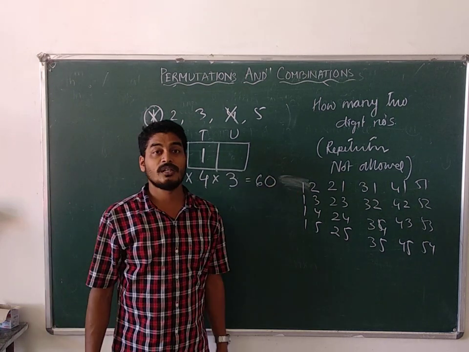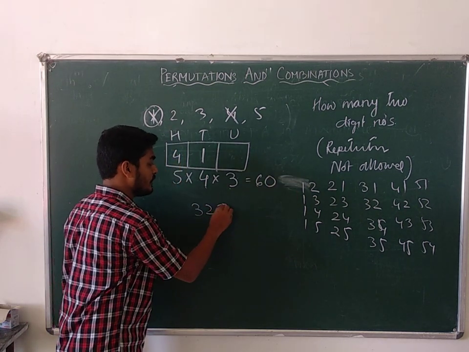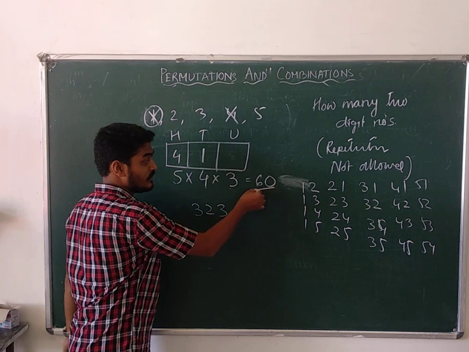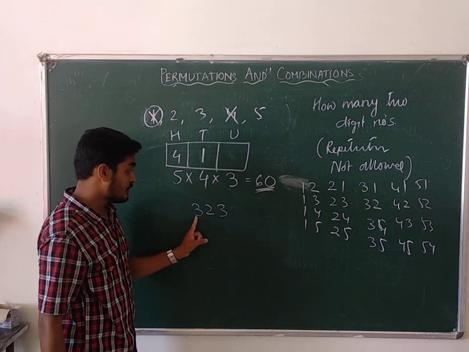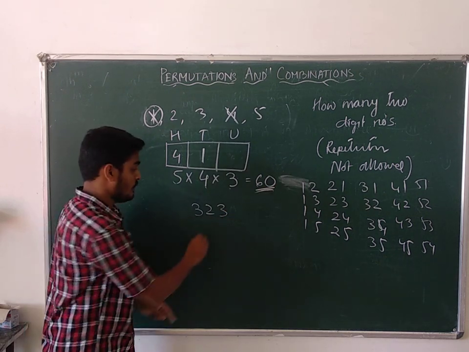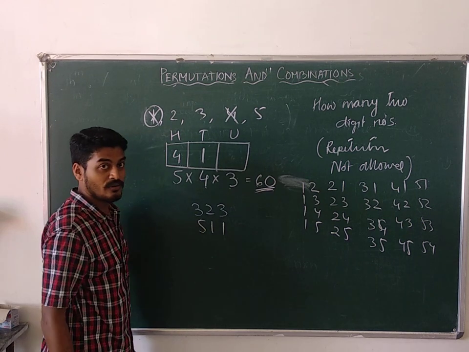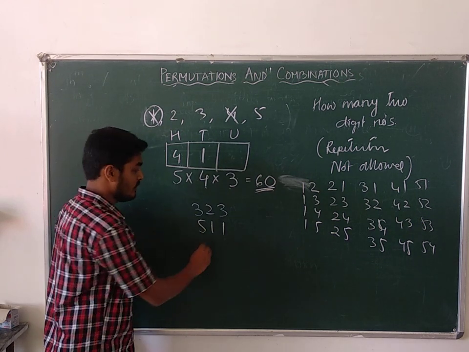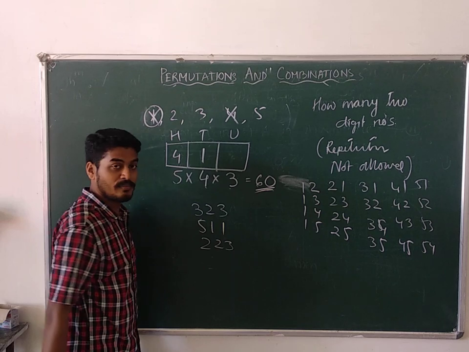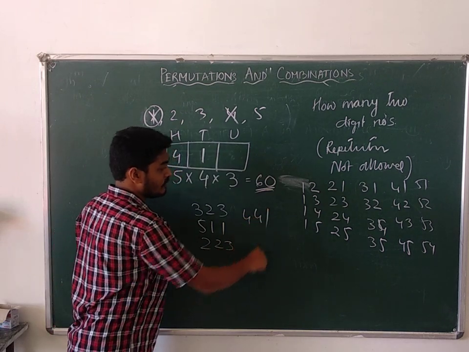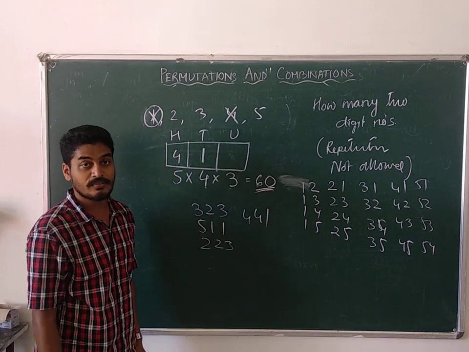But repetition is not allowed. You will not get a number like 323. In these 60 three-digit numbers that I said, there will be no number where a digit is repeated, like 511, because you have repeated 1 twice. 223 will not be there, 441 will not be there. That means all those numbers where repetition is allowed should not be there.